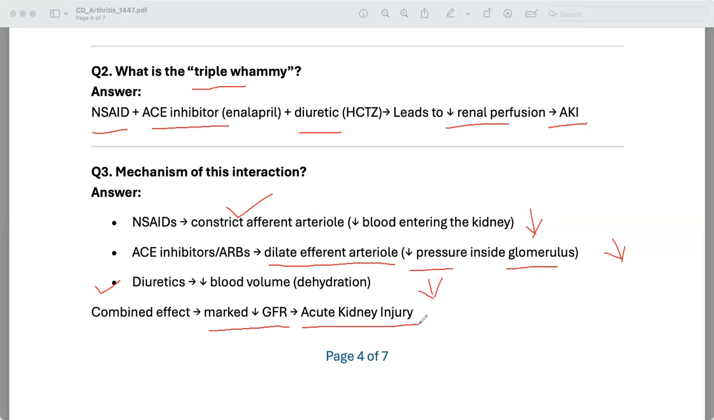So triple whammy effect. Triple means three drugs. Which are these three drugs? NSAIDs, ACE inhibitor, and diuretic. What is the effect of whammy? It causes the acute kidney injury. How? It decreases the urine output. So this is the case of drug-drug interaction. The patient of osteoarthritis on hypertension management drugs like ACE inhibitors and diuretics.